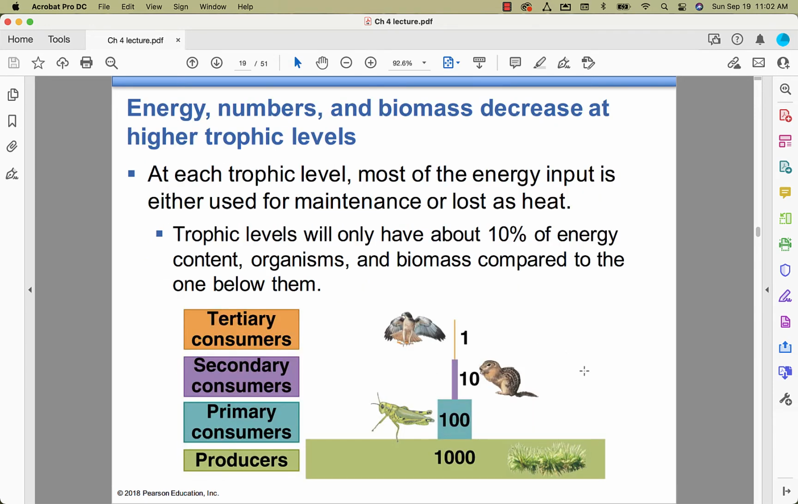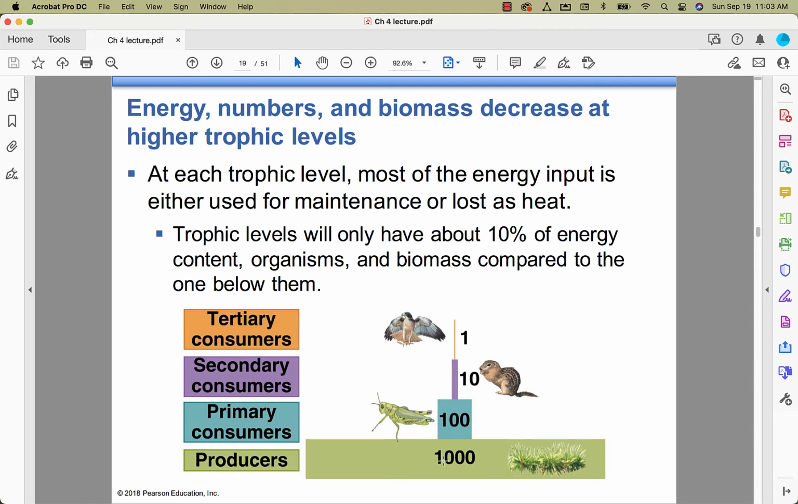So this should look kind of familiar. You can look at a pyramid like the one you see here. It's a pyramid of energy, a pyramid of numbers, or a pyramid of biomass. Either way, it's a pyramid. So it's bigger at the base, and then it gets smaller as you go up. This is a rule that you need to know. It's the 10% rule. I know I talked about the 10% rule. From one level to the next, only about 10% of the energy or the organisms or the biomass is in the level above.